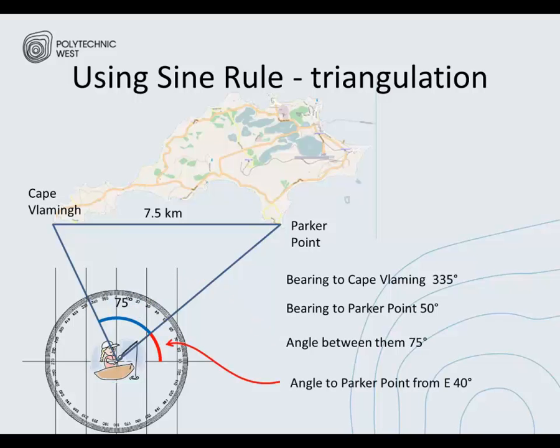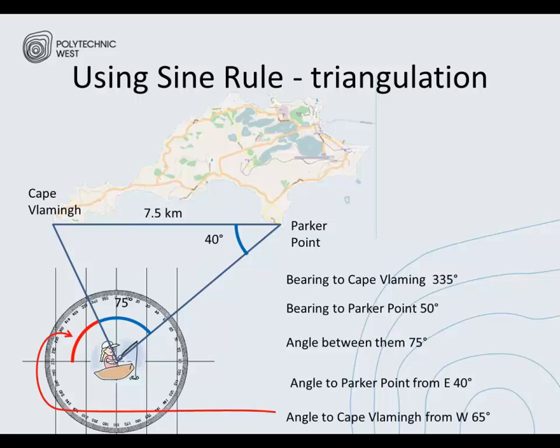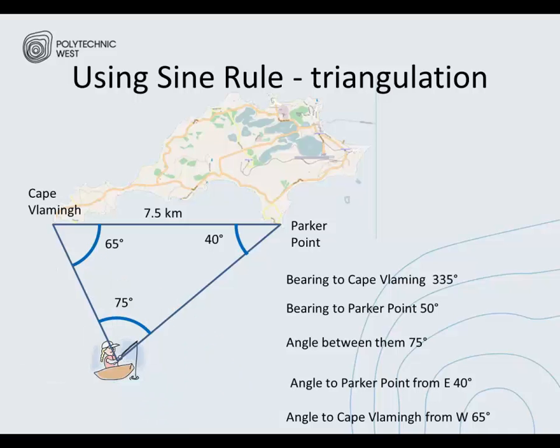Now, the bearing between due east and Parker Point is 40 degrees. Because Parker Point and Cape Flaming are on a latitude, all latitudes are parallel, therefore that angle there is also 40 degrees. Similarly, the angle between Cape Flaming and due west is 65 degrees, and so because all latitudes are parallel, that angle there is 65 degrees.